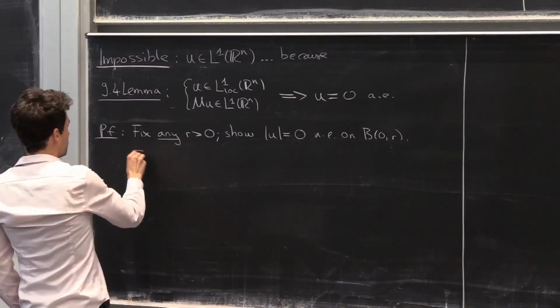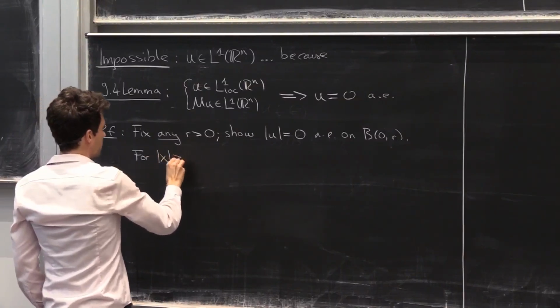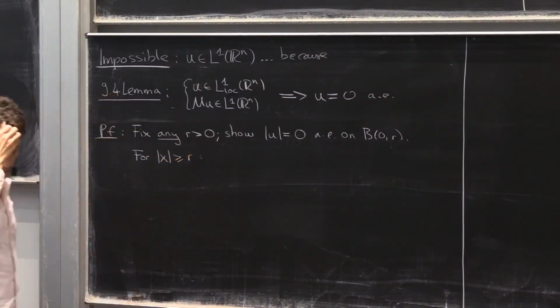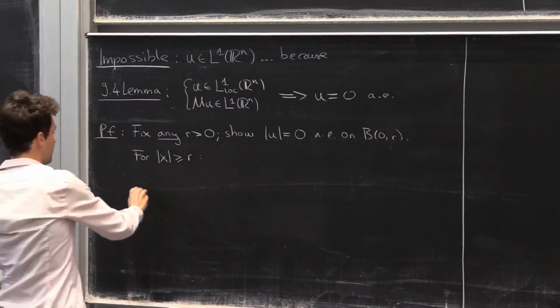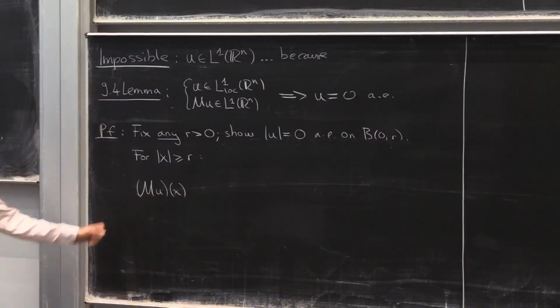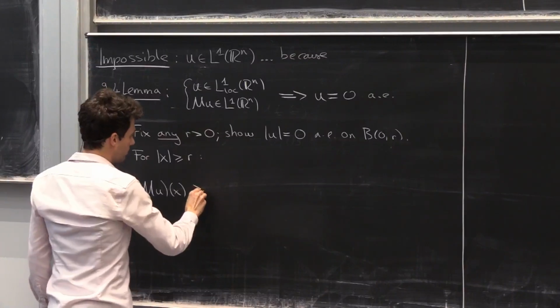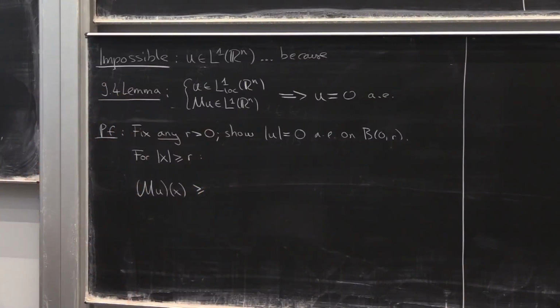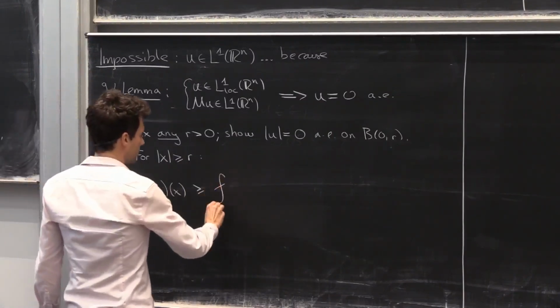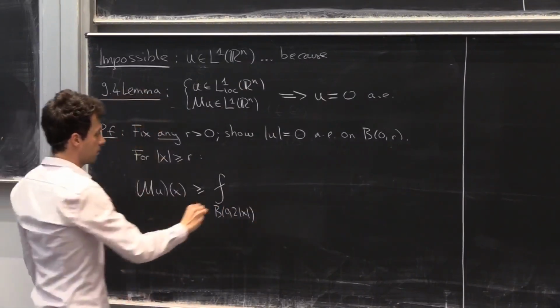So I'm going to work with x, the absolute value of which is larger than R. And I'm going to do the following estimation. So I start with the maximal function of u at x, which is an integrable function by assumption. Now I'm going to bound that from below multiple times. The first thing is this is the sup over all averages on balls that contain x. So a particular ball that is admissible would be to take a ball of radius twice the norm of x around the origin.